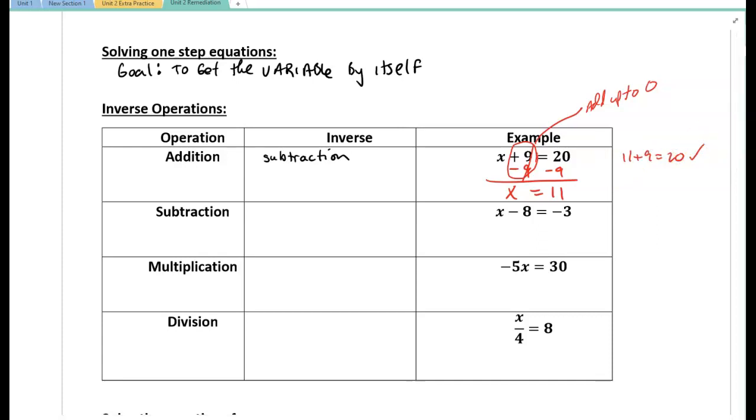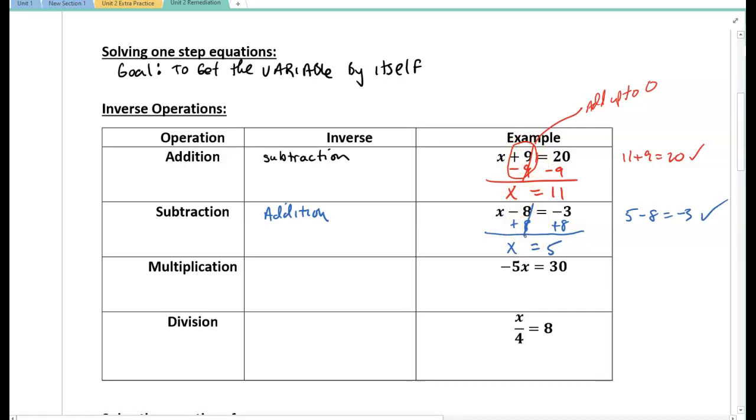Yes. Now, the next one: if the operation is subtraction, how do I undo subtraction? What's the inverse operation? It's addition. So when I look, x is linked to 8 by subtraction. How do I get rid of the 8? I add it. What I do to one side, I do to the other side. And what do these add up to? 0, so they eliminate. So x equals 5. If you check it, is 5 minus 8 going to equal negative 3? Yes.